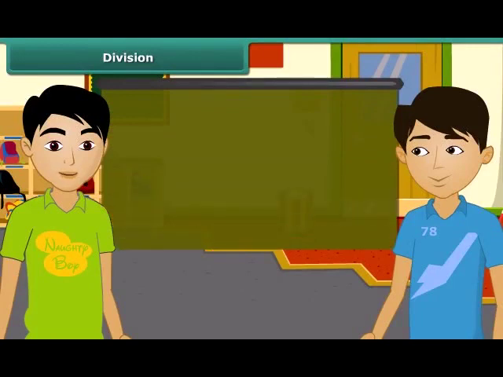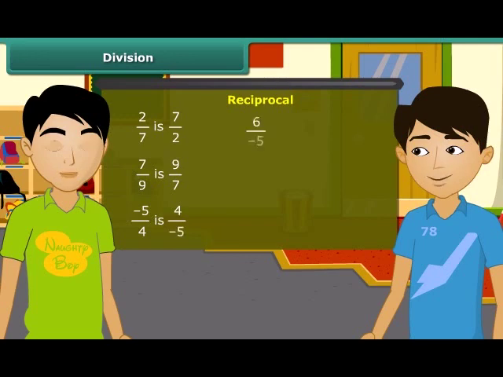Before starting division, I will tell you about reciprocals. What are reciprocals? Let's take an example. The reciprocal of 2 by 7 is 7 by 2. The reciprocal of 7 by 9 is 9 by 7. Okay, I got it. The reciprocal of minus 5 by 4 is 4 by minus 5. Correct. So when we divide one rational number by another rational number, we multiply the rational number with the reciprocal of the other number.